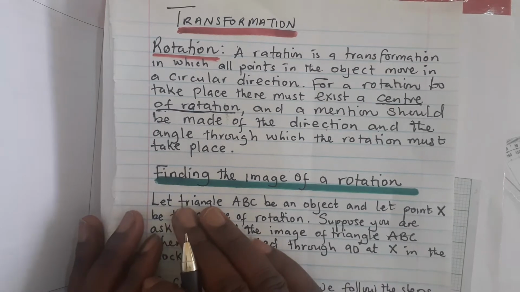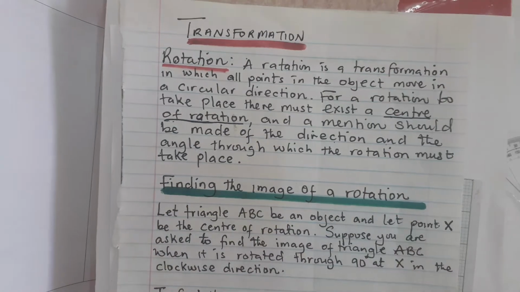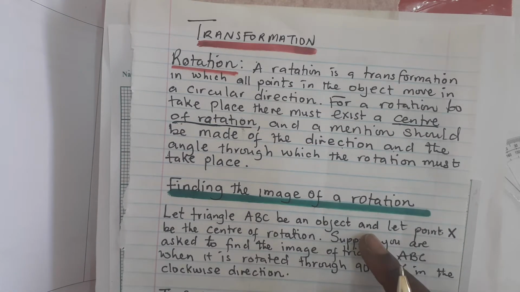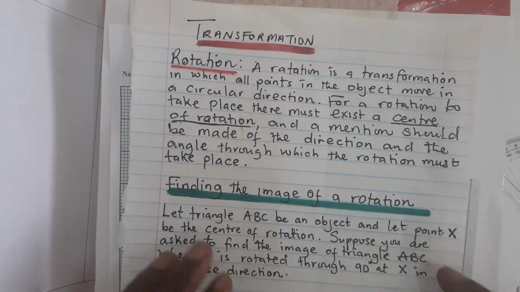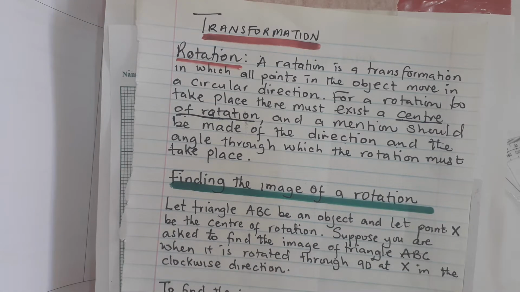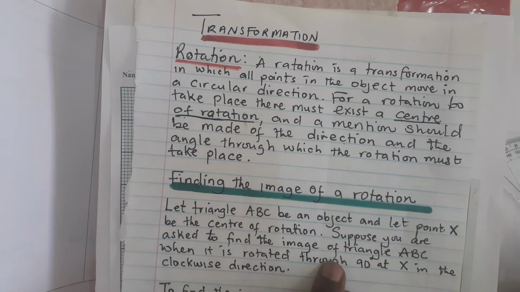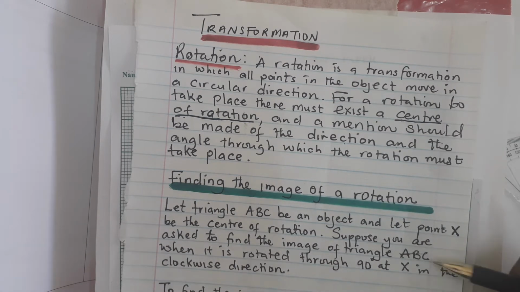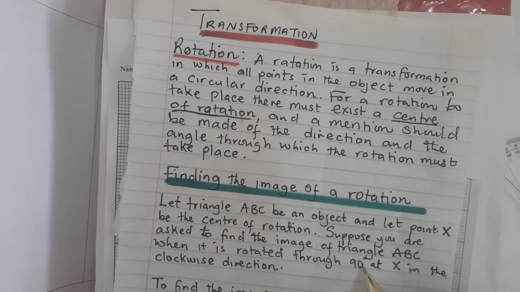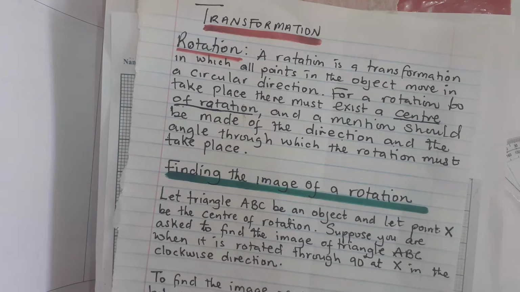So now we have an example here. Let triangle ABC be an object, like the original, and let point X be the center of rotation. Suppose you are asked to find the image of triangle ABC when it is rotated through 90 degrees at X in the clockwise direction.